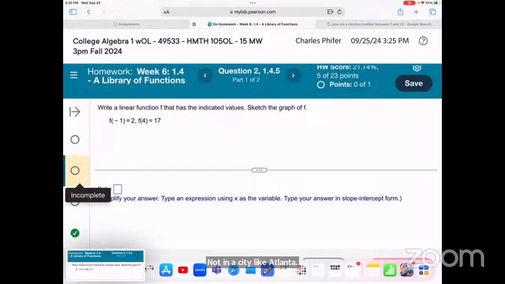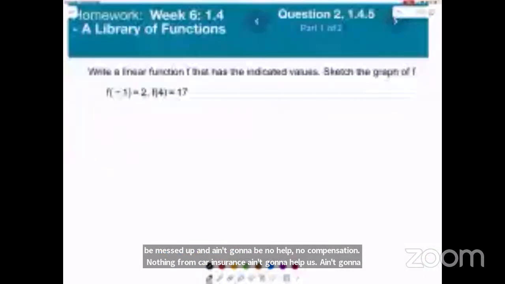They will mess your stuff up. He'll be messed up. And there's not going to be any help, no compensation. Nothing from the car insurance is going to help us. There's not going to be any help. So, unless you know how to do collision damage, it's just not worth it.